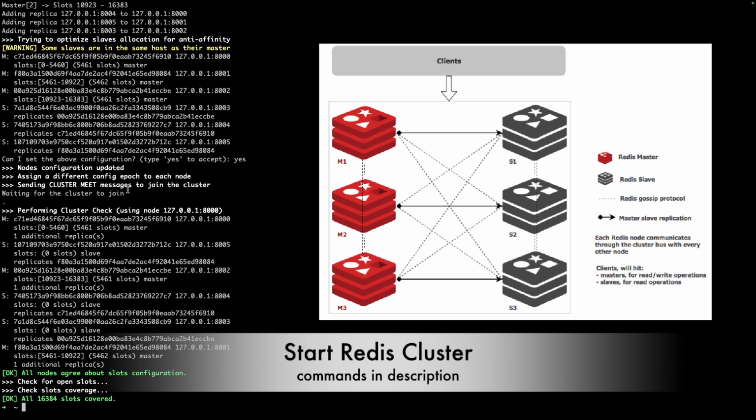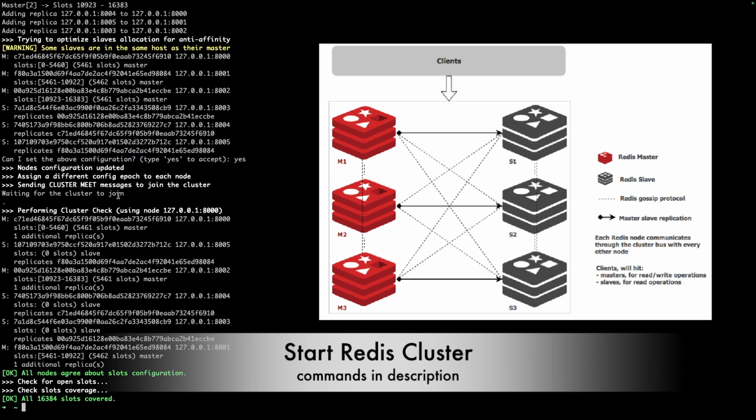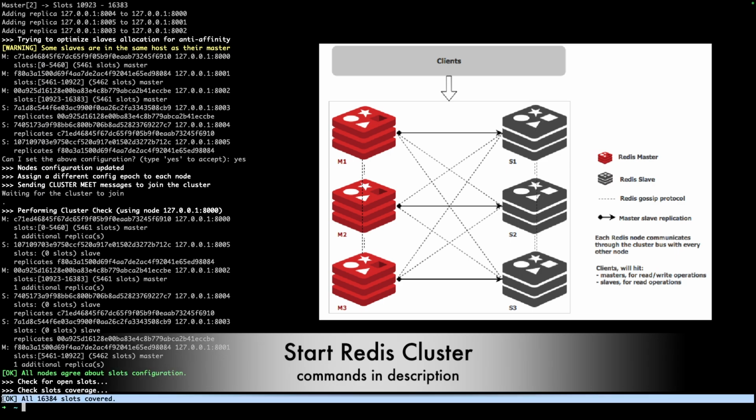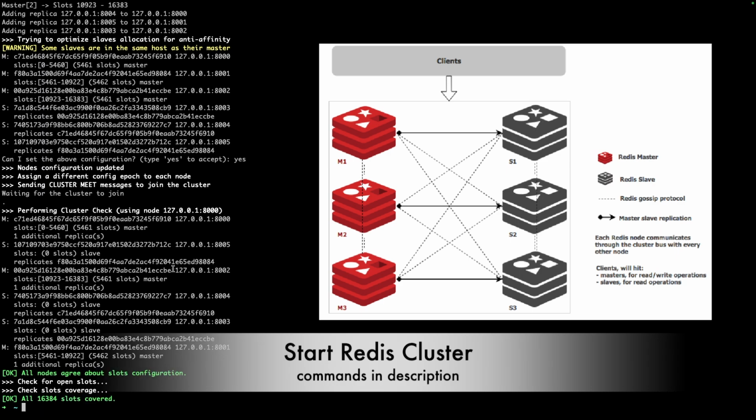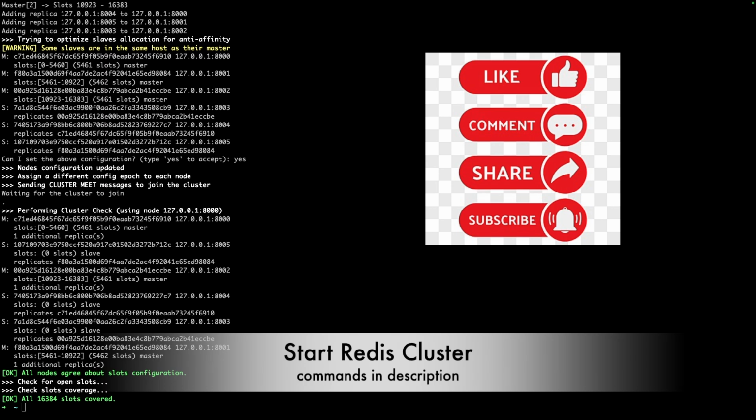So that was just configuration. Now you can see logs here that it is actually assigning different configurations. So it's communicating with each other, writing configurations. There is a lot of stuff I will be covering in another video about how exactly the Redis cluster works. So yeah, we can see finally all slots are covered and all nodes agree about the slot configuration. So this means that our Redis is started in cluster mode.